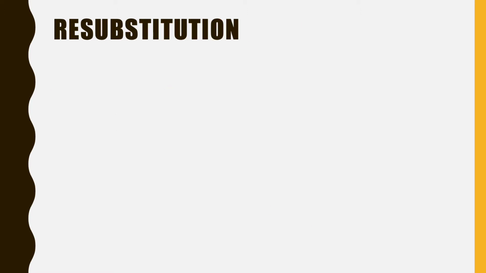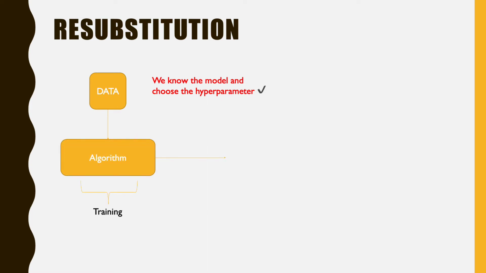Let me continue with the resubstitution method. This is one of the basic ones, but not commonly used. Let's see what is happening here. You know the model, and that means you choose your hyperparameters. Here is my data. I have my whole data, and I train my algorithm using this data set. Then I run the model again with my data set.